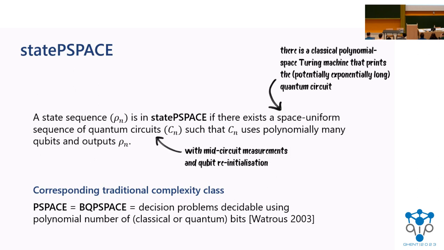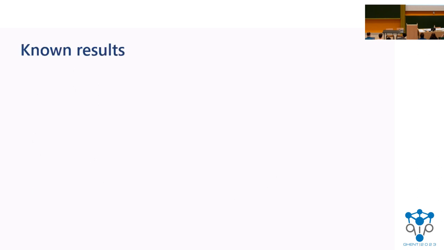So let me first say what the known results here are. The oldest relevant thing is the famous IP equals PSPACE proof of Shamir. IP, in case you haven't seen it before, is the class of classical interactive protocols, so all decision problems decidable by a classical interactive protocol. And this proof shows that this is in fact the same as all decision problems decidable in classical polynomial space.